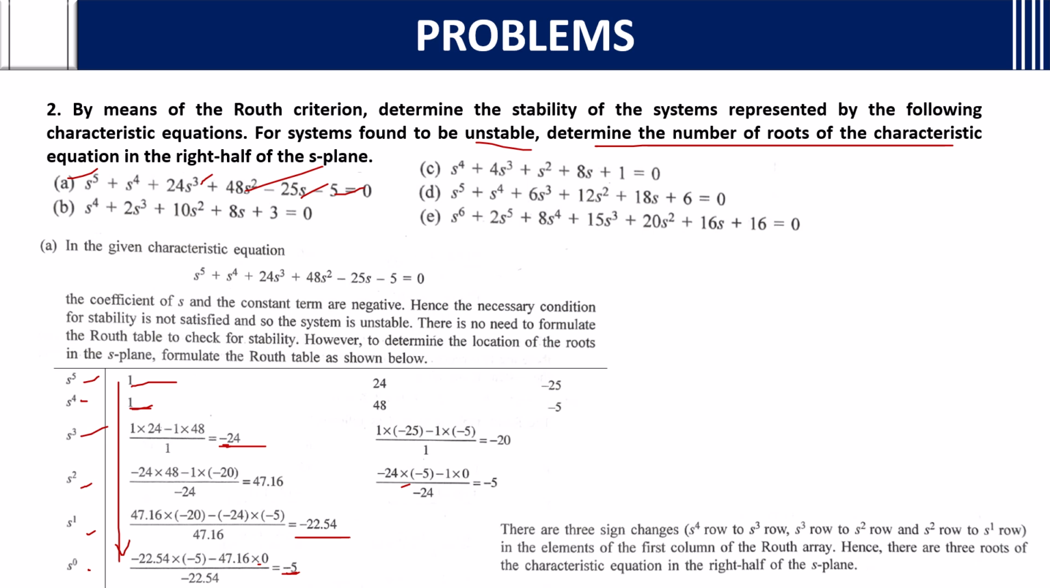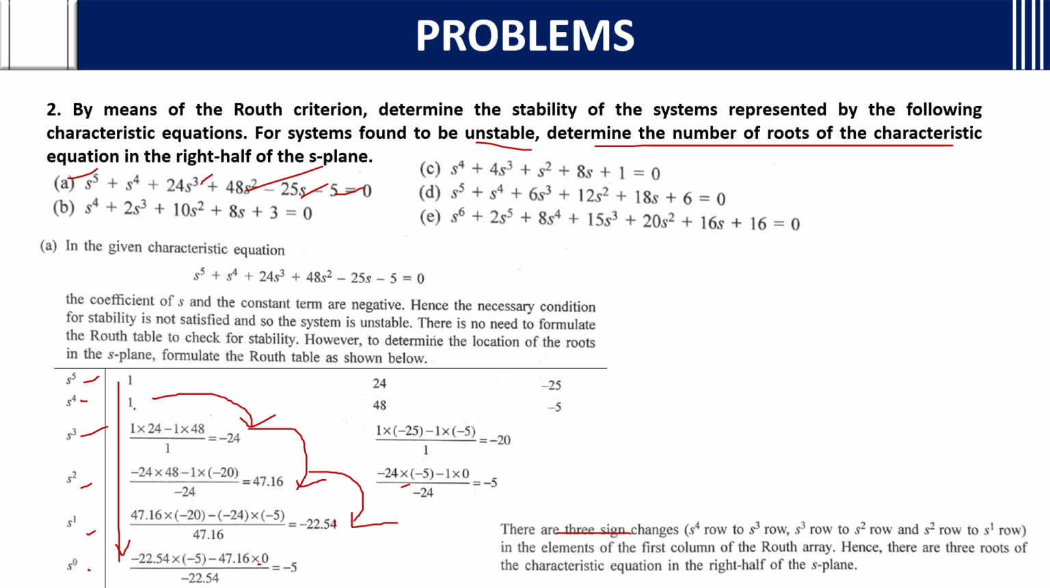We want to know the number of roots that are on the right half of the s-plane. How will you get to know that? See, there are three sign changes. What are those? From positive to negative, one. From negative to positive, one. From positive to negative, one. Here again negative to negative, there is no sign change. It is minus minus only, so no issue.